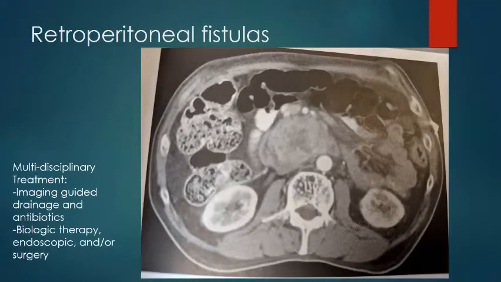This is a picture of a retroperitoneal fistula with an abscess. You can see that nice big abscess in the middle, anterior to the vertebra. And this is similarly treated with biologic therapy, endoscopic therapy, but in the acute setting, you want to drain these patients like you drain any abscess with IR and then antibiotics for a short period, followed by anti-inflammatory medications.